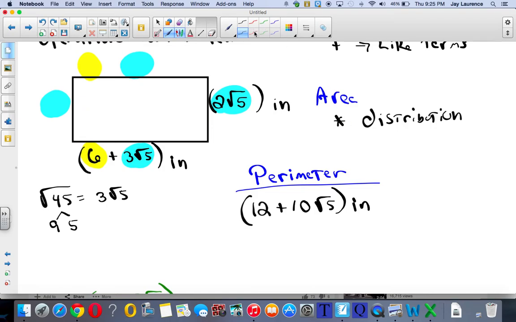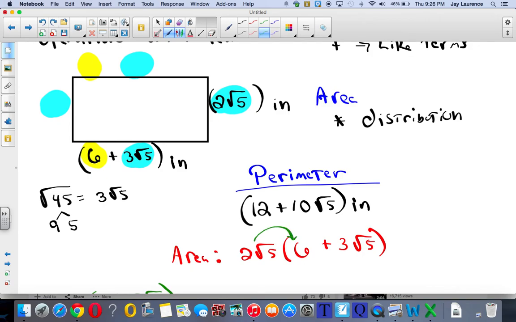And there you go. All right, now I'm ready to do area. Now area is simple. I'm going to take the 2 rad 5 and I'm going to multiply it by 6 and by 3 rad 5. This is the distribution. Now, notice I did not use the rad 45. I used the 3 rad 5. It'll be so much simpler. So now I'm going to distribute.